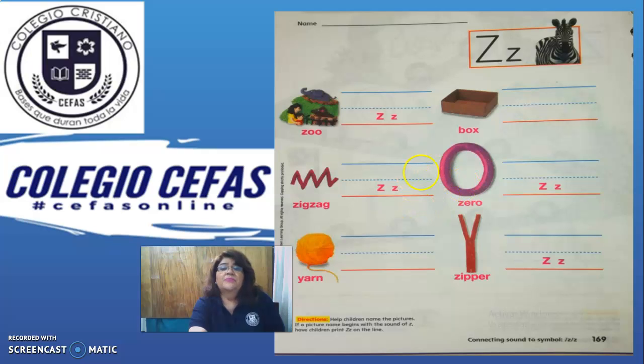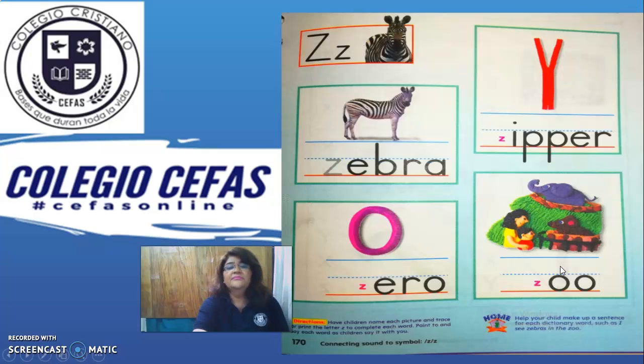Then, please complete with uppercase and lowercase C. Zoo, zigzag, zero, zipper, uppercase, lowercase. And the last page we have zebra, zipper, zero, zoo, uppercase, lowercase.